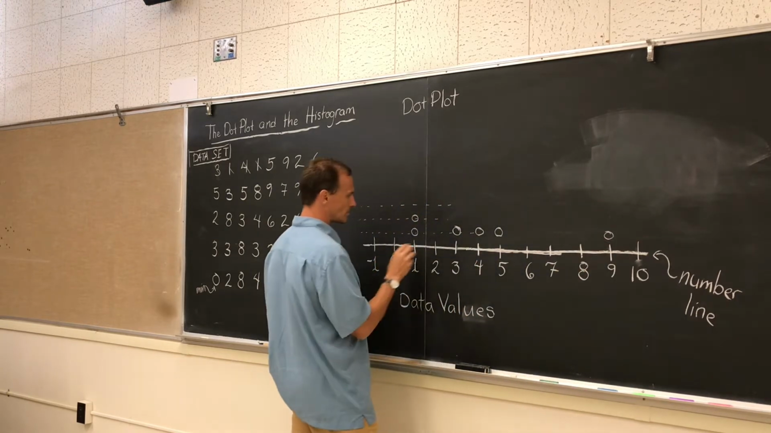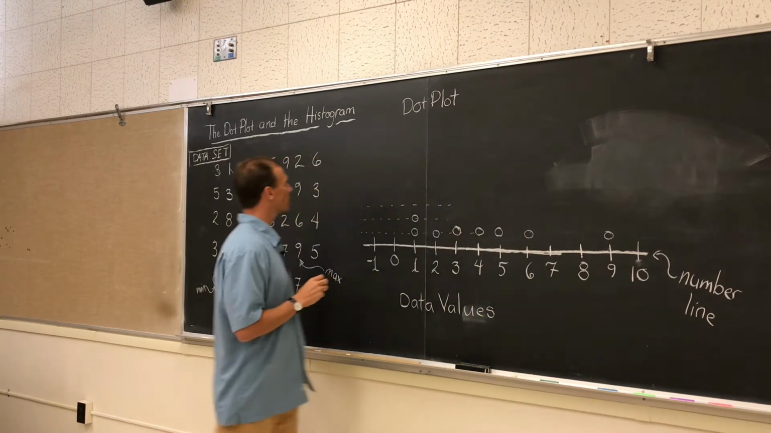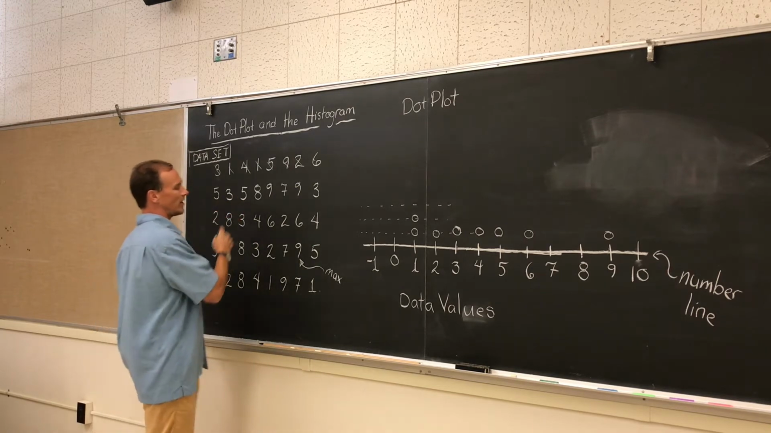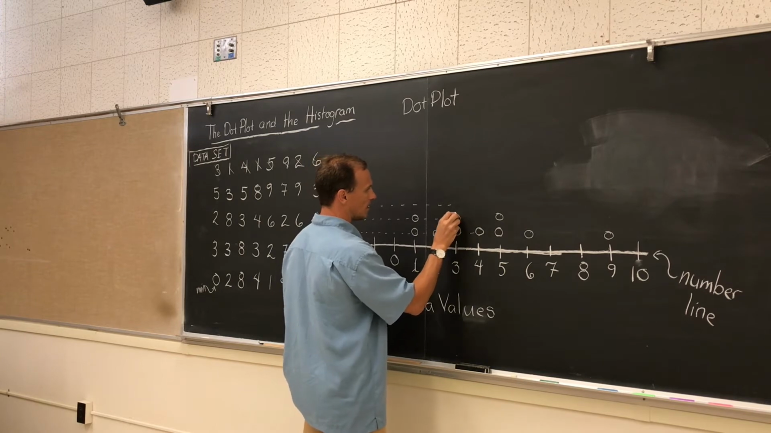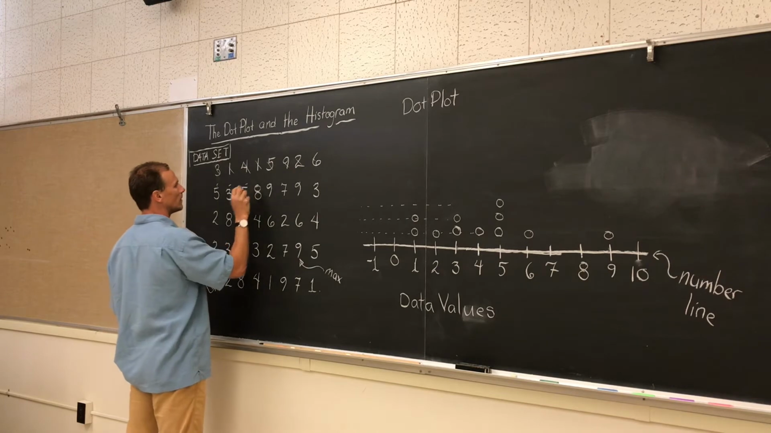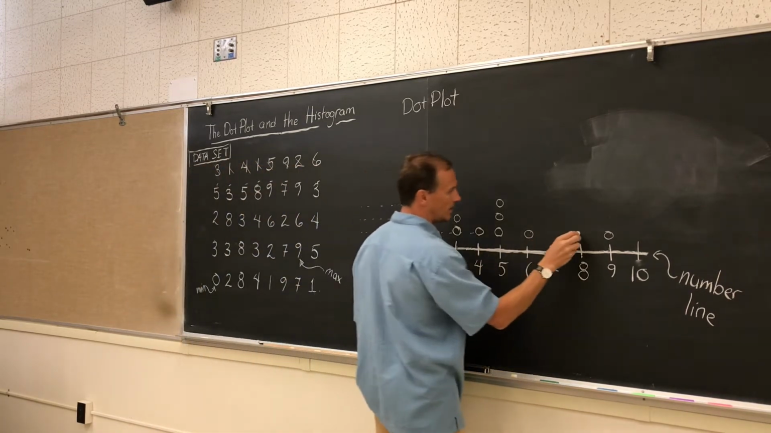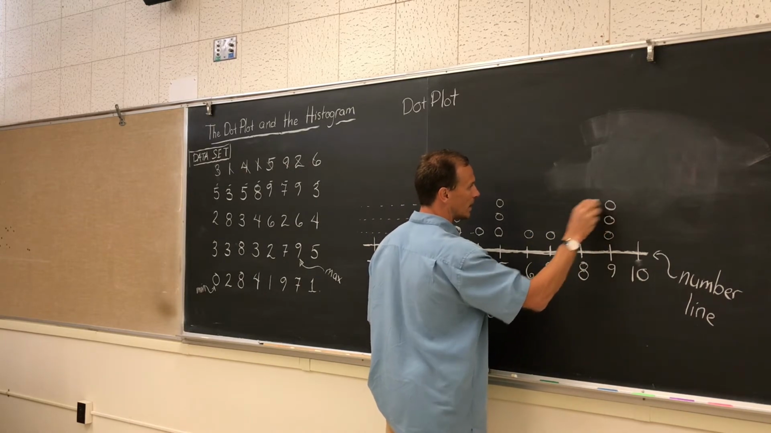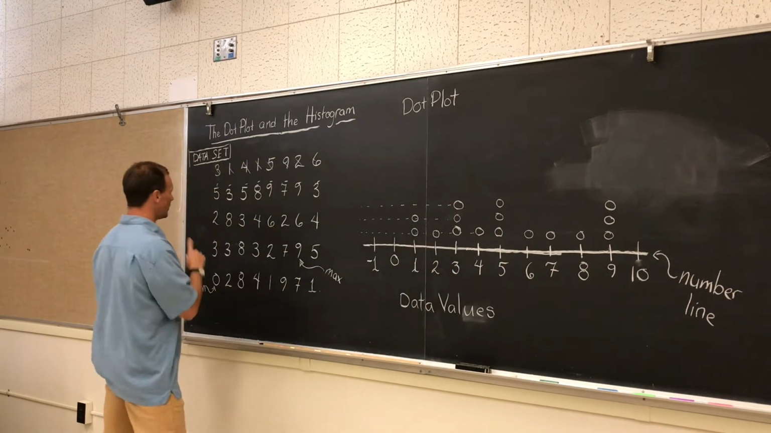9, 2, 6. So I've used all of those. 5, 3, 5, 5, 3, 5, 8, 9, 7, 9, 3. Okay, I can do that. 8, 9, 7, 9, 3. Okay, so I've used that whole one.